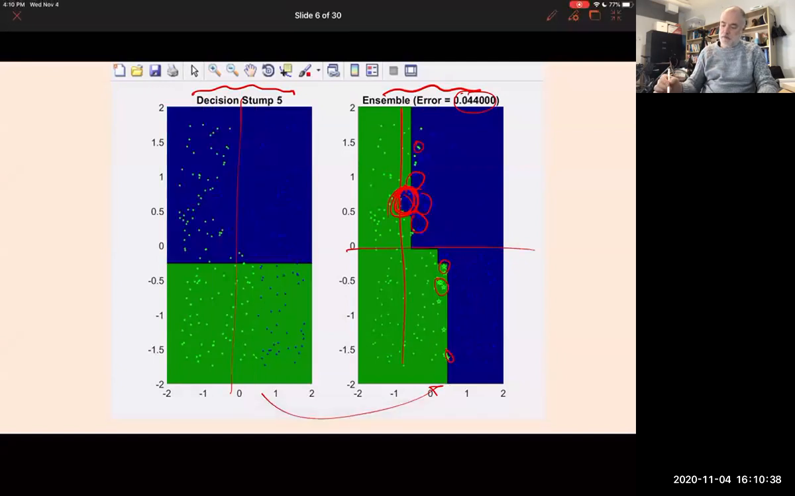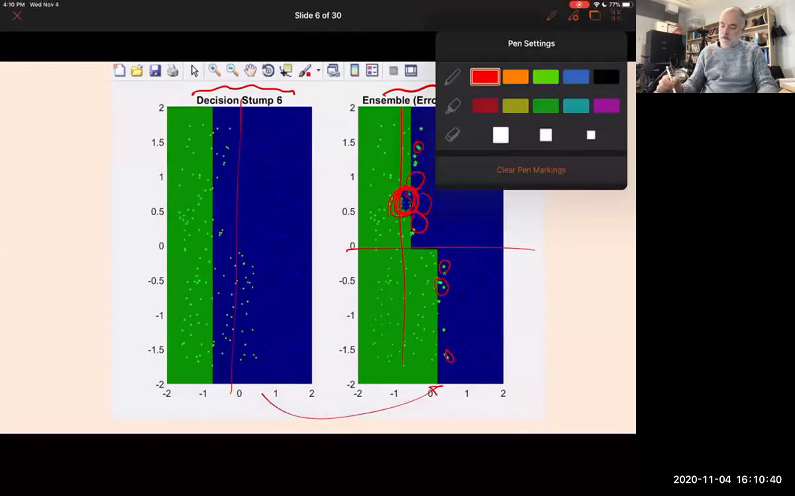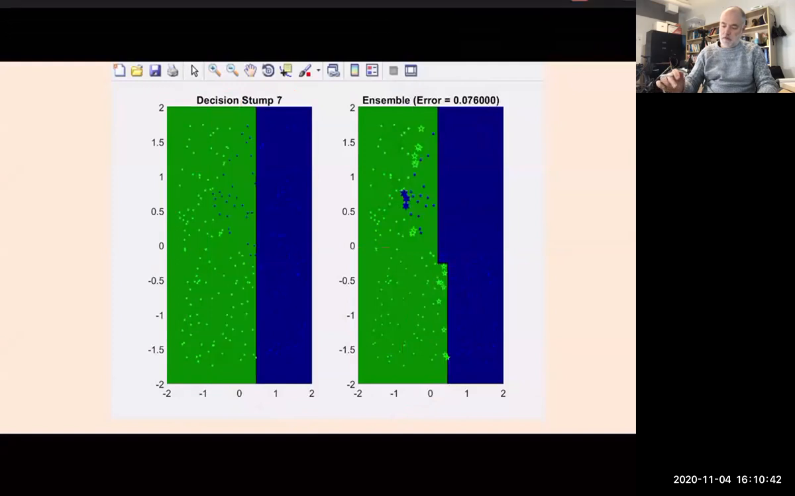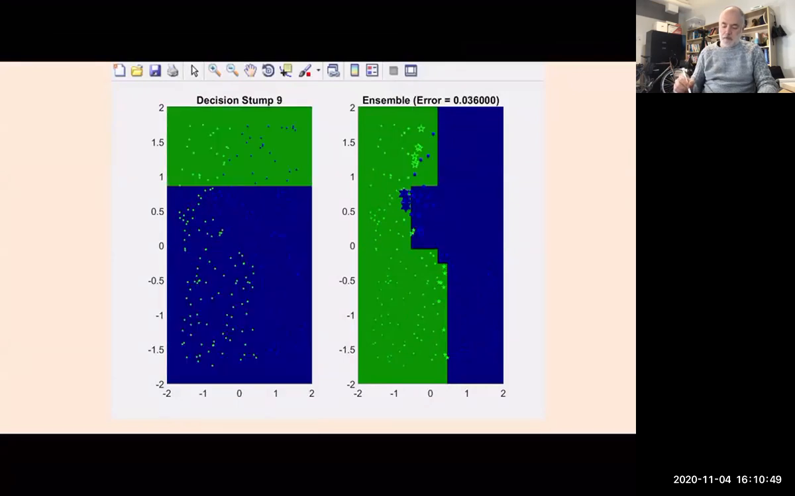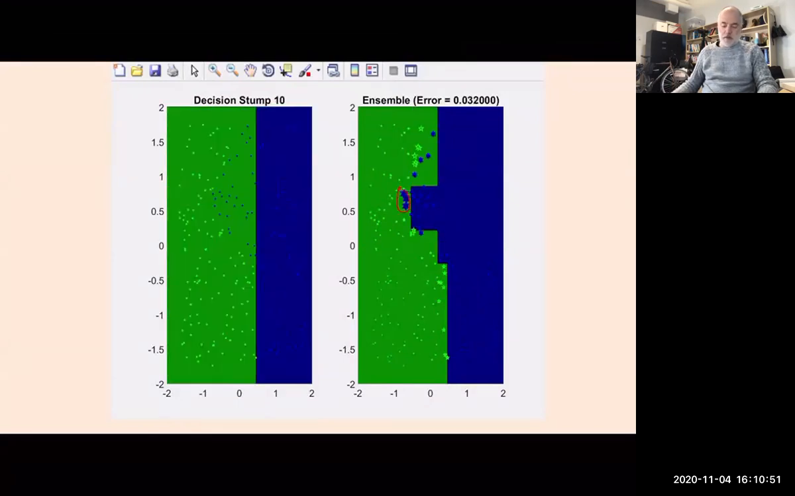While this is going, I should be able to remove my pen markings. I'm starting to get sophisticated. So it's really struggling to bend this curve over here.